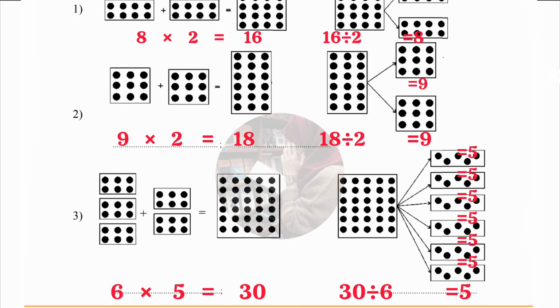So 6 multiplied by 5 is equal to 30. Got it? Okay. So we will write it down in division form. 30 dots are there. If it is divided into 6 boxes, then 30 divided by 6 will give 5. So let's see, each box contains 5 dots. Got it? So 30 divided by 6 is equal to 5.